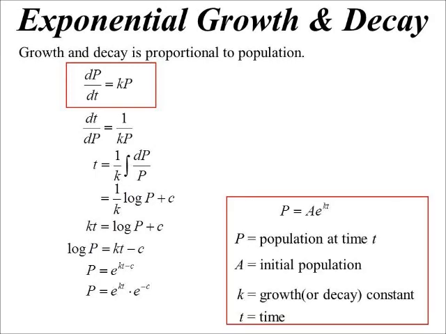P is the population at any particular time. A would end up being the initial population if you think about it. Because if you were to sub in t equals 0, then e to the power of 0 is 1. So you get A. And k is our growth or decay constant, depending on whether increasing or decreasing. t, of course, is time. So let's have a look at a question.